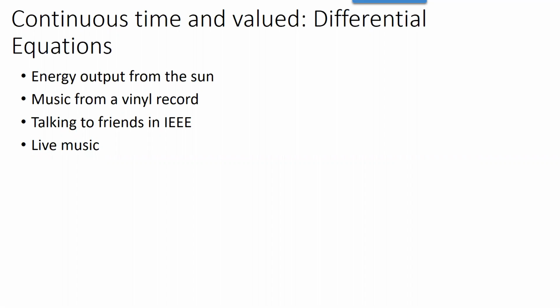So continuous time, meaning it can change at any time, and continuous valued. So that would be analog time, analog valued, right? The energy output from the sun, right? Now, sure, it might be within a certain range, but the intensity or the energy coming from the sun at any time is varying at whatever value it is, and it's changing all the time, right?